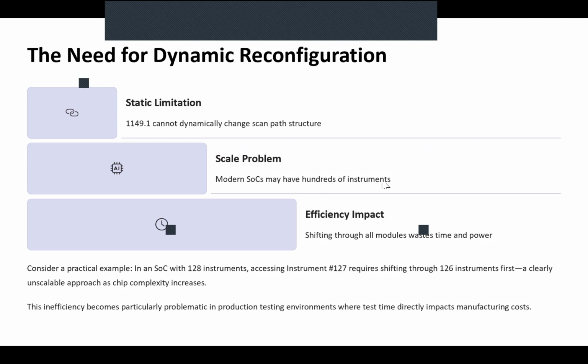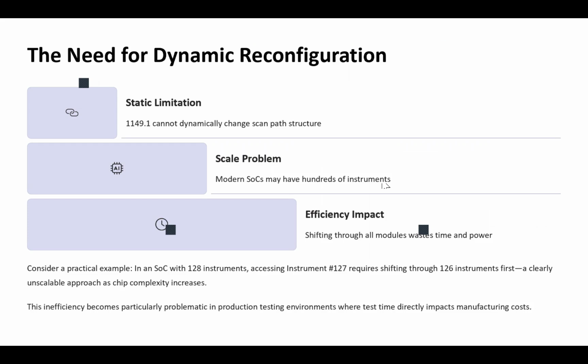In IEEE 1149 Part 1, one of the limitations is that it cannot dynamically change the scan path. We already mentioned that. If we have one scan path for the instruments, it remains permanently fixed, and we cannot change it during operation. Another problem is scale, because modern system-on-chip technology may have hundreds of instruments, all of them embedded, each responsible for monitoring or controlling a part of the chip.